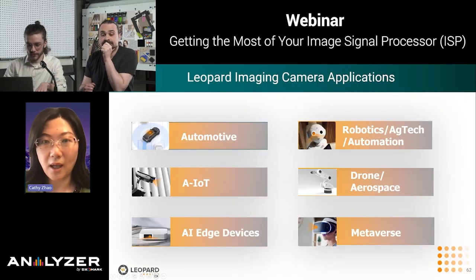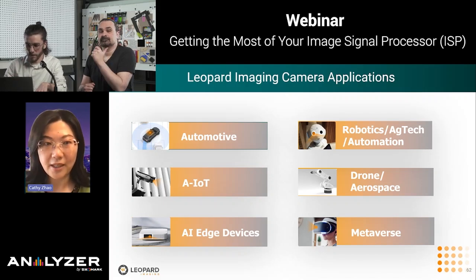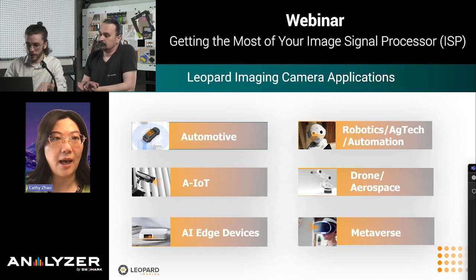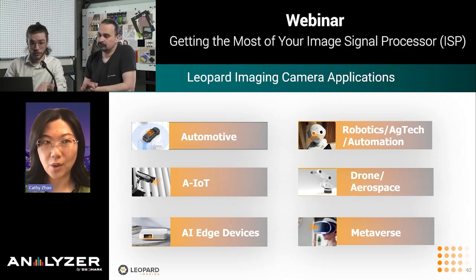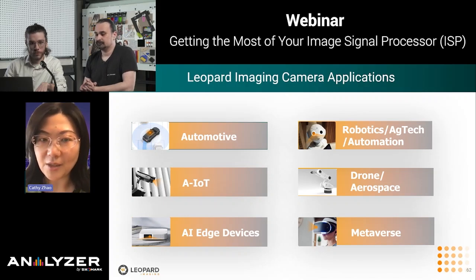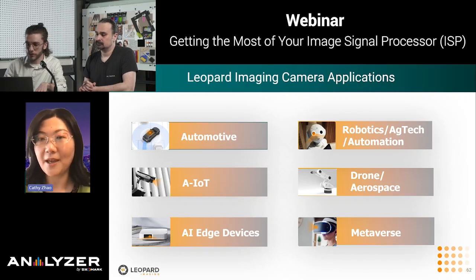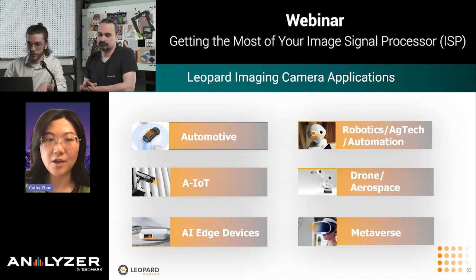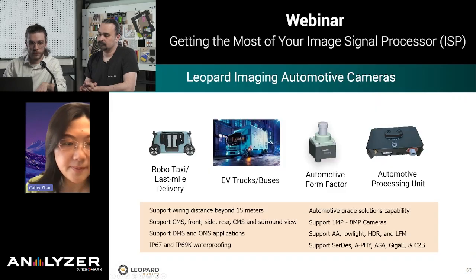So a very brief introduction about all kinds of cameras we have been doing. It's automotive, as Adrian mentioned, how DXOMARK helps automotive grade cameras doing all the tests, and also robotics, agriculture technology, automation, as well as drone and aerospace that we make in the US, helping a lot of Department of Defense projects. Of course, metaverse, AI edge devices, that's how we build this whole ecosystem of imaging solutions. The next page, please, Adrian.